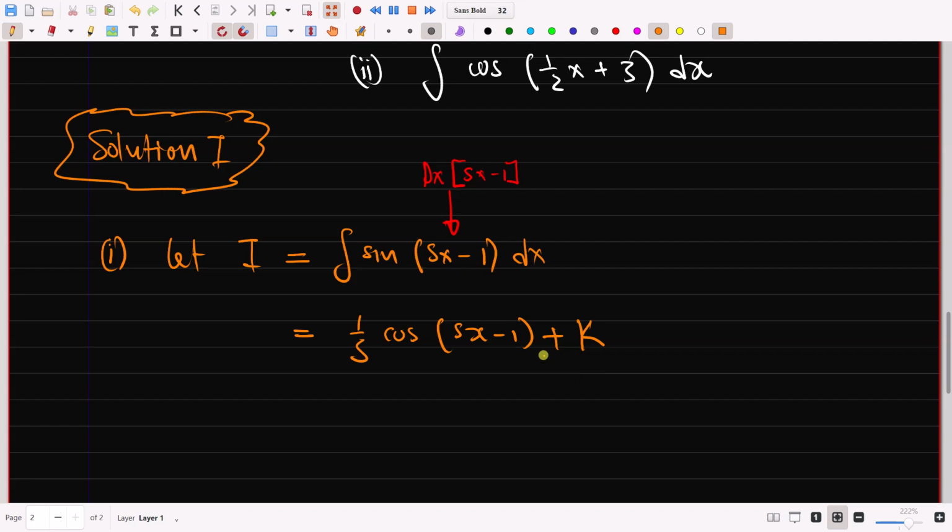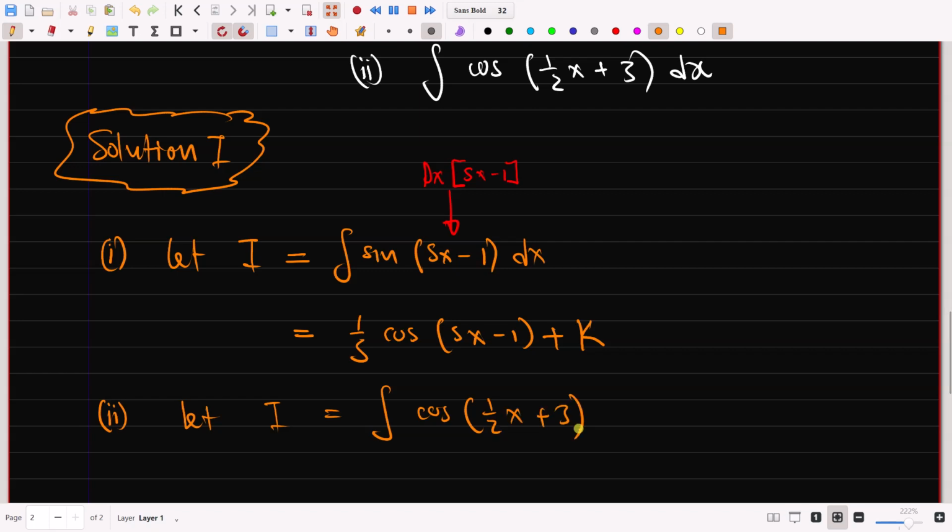See, so this is how things work when you're integrating these trig functions. And then we want to integrate the next one. So again, I'll give it a name. I'll say let I be the integral of cos of half x plus 3 dx. So what do we get here?